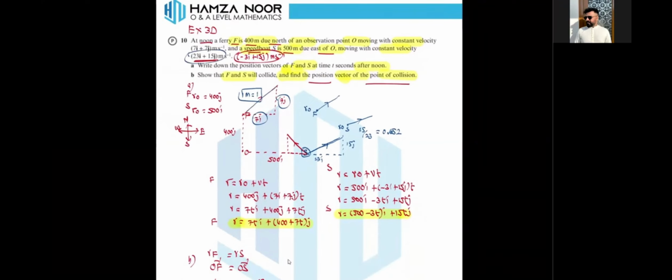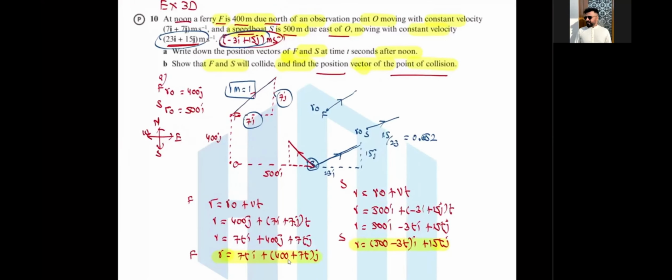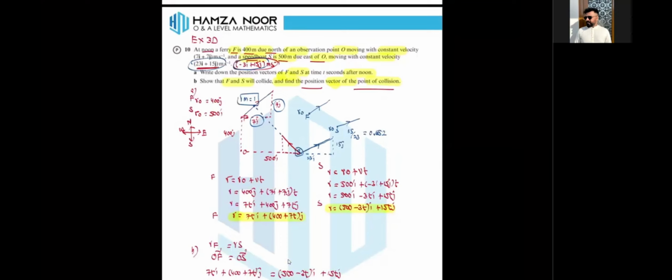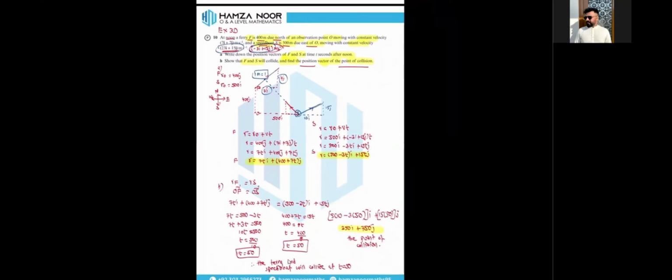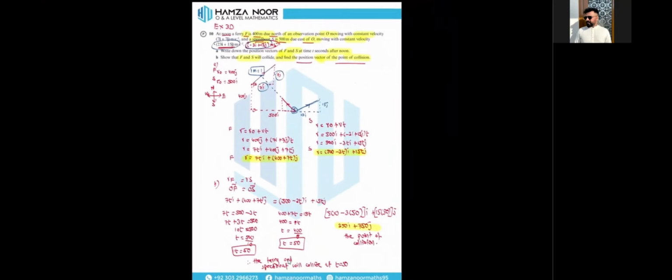According to the correction which we have made, the constant velocity vector is minus 3i plus 15j meters. And you are able to see that at one point, they will collide. They will be intersecting each other. So in this way, we attempted this particular question. This was basically question number 10 of exercise 3D of the textbook.